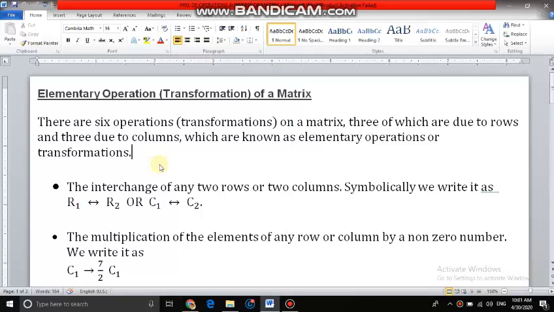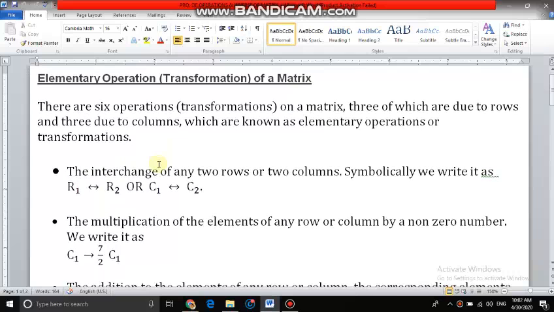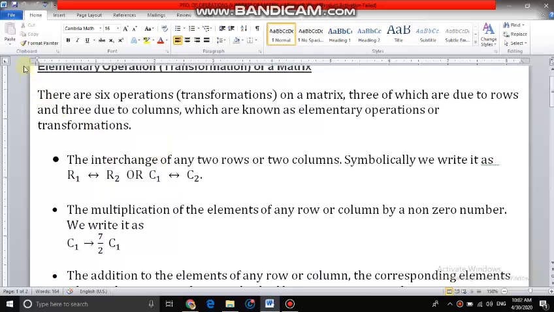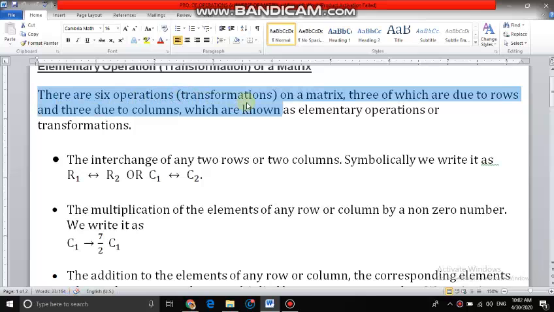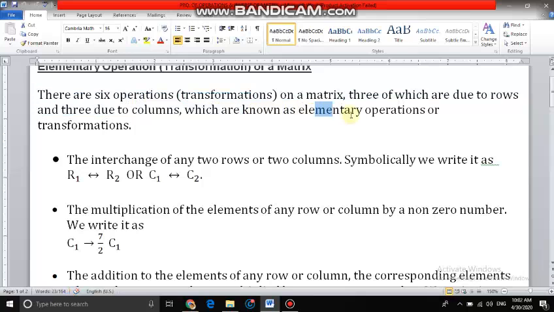Hello everyone. Last class we discussed the row and column operations and how to apply them. There are three rules to remember, that we cannot apply row or column operations however we wish. There are three ways to do it: three for rows and three for columns, total six. That's why it is mentioned here: there are six operations or transformations on a matrix, three of which are due to rows and three due to columns, known as the elementary operations or transformations.